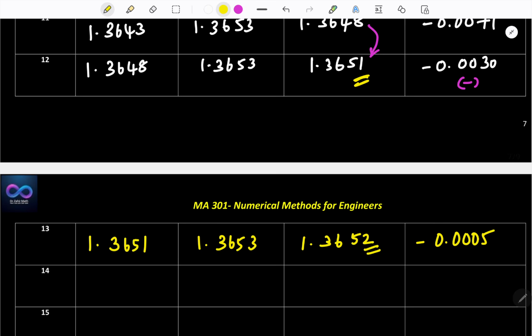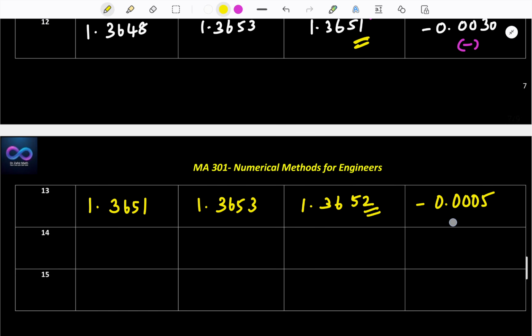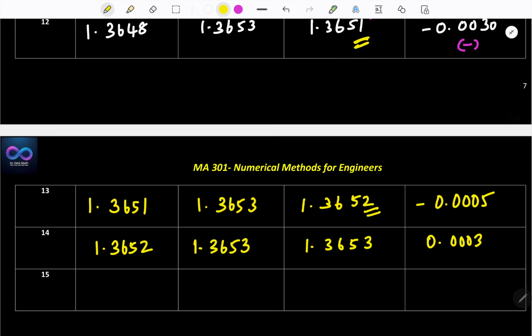Okay, teacher, it's very small. We can finish it. No. Until you get 4 decimal answers, you keep going. Keep in your mind. So this is negative. So this will become your f of c. So 1.3652. This will be same 1.3653. Press equal in the calculator. You will get 1.3653. And this is 0.0003. Okay. Again, it is not same. Okay, right? And this is positive, right? It is positive.